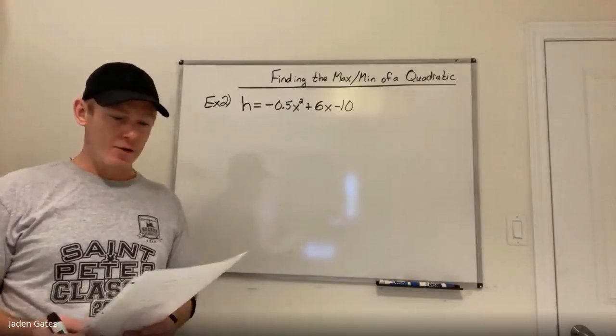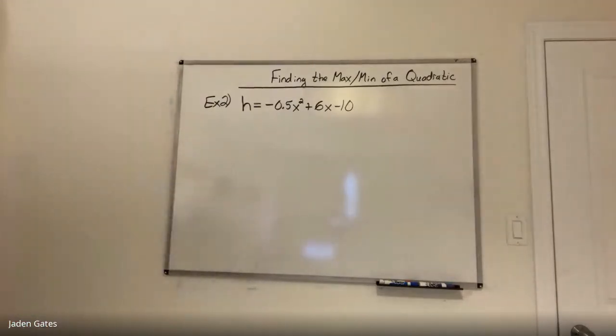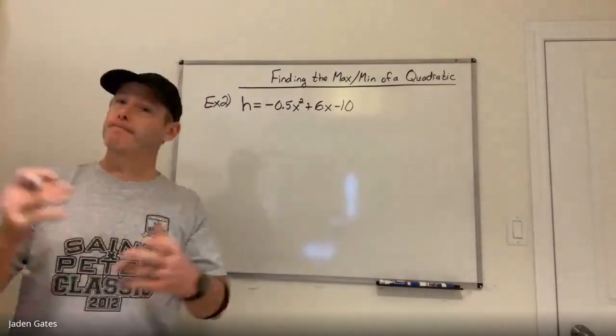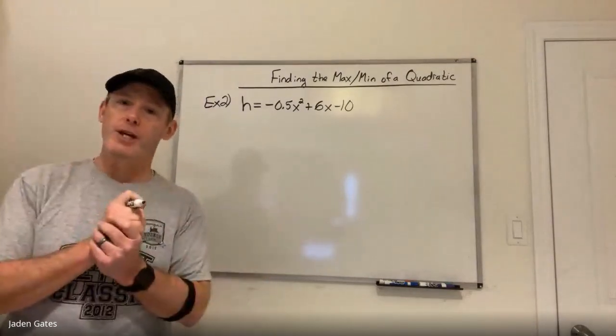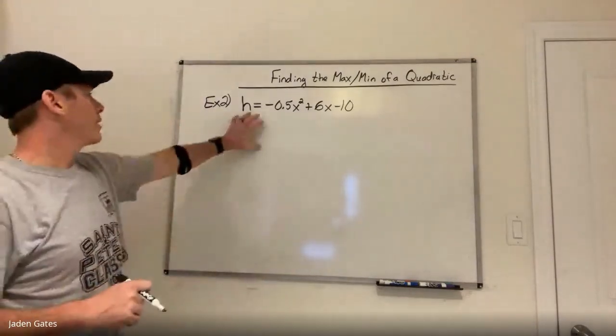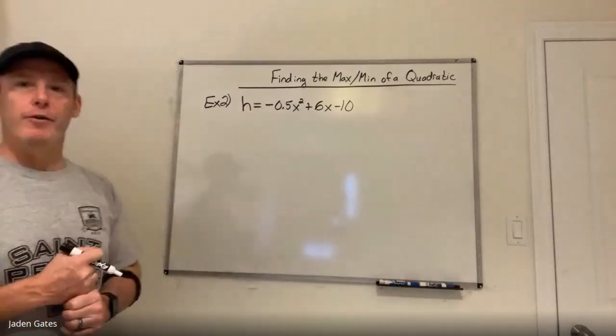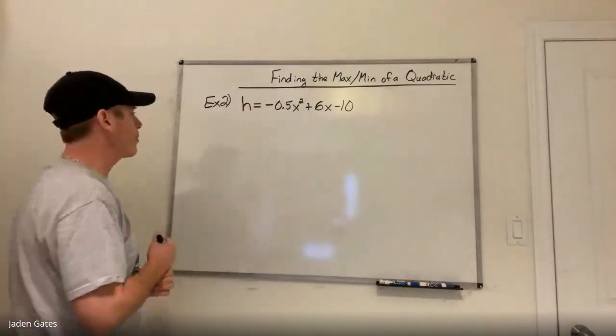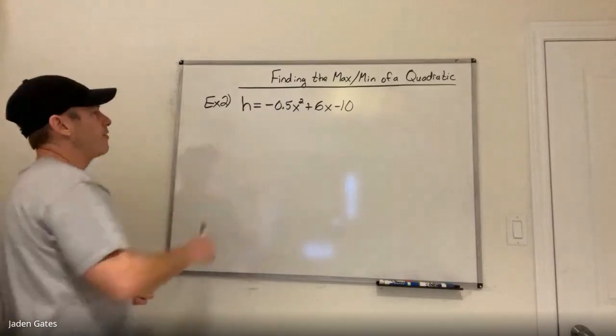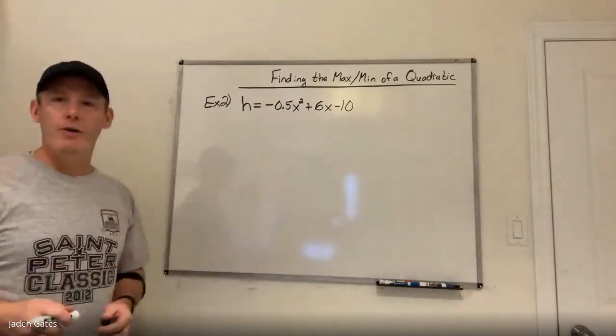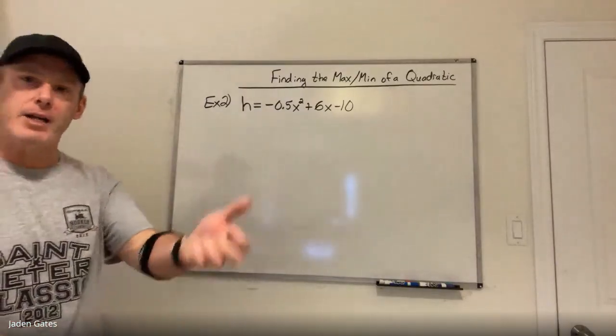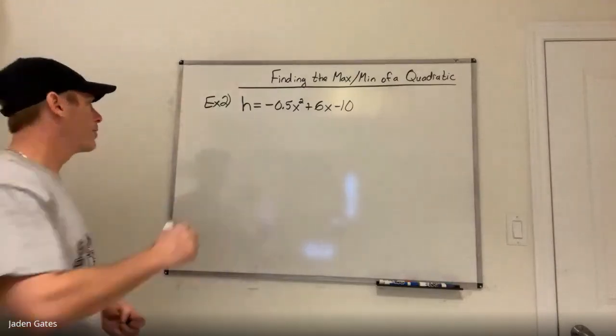All right, so if I'm looking for a max or min, I got to complete the square. I got to have it in vertex form. So I'm going to take my equation and put it in vertex form because right now it's in standard form. And again, I look in front of my x squared value, and it's not a 1, so I'm going to have to factor out the negative 0.5.